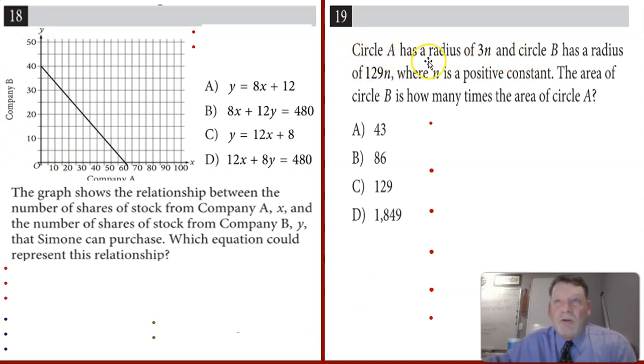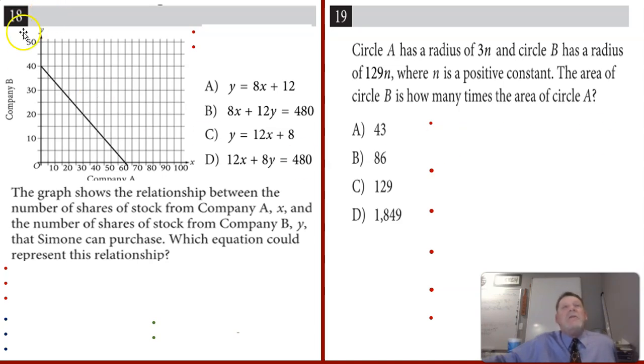Circle number 19. Circle A has a radius of 3n and circle B has a radius of 129n, where n is a positive constant. The area of circle B is how many times the area of circle A? So we are comparing these two. So you can pause this now if you'd like. Try these on a piece of paper, then start the video up, and you'll see if you could do them correctly compared to the way I did them.